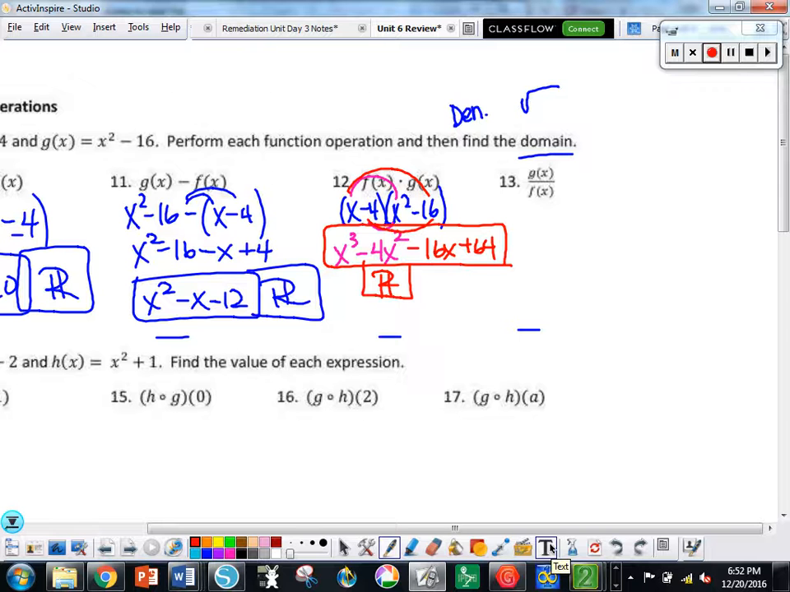And my last one, number 13, g of x over f of x. G of x is x squared minus 16 and f of x is x minus 4. So now my domain's different because there is a denominator. What's the excluded value in that denominator? The domain can be all reals, except what? X cannot be positive 4, because if it were, this would be 0, and then it screws everything up. So always do your domain before you cancel.